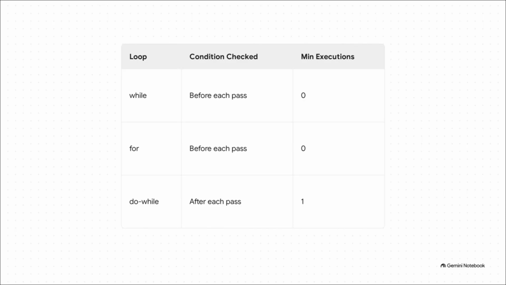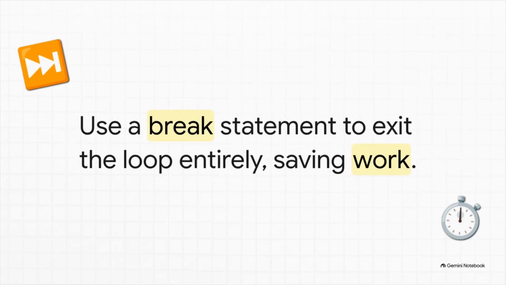If you know exactly how many times you want a loop, use a for loop. If you don't know the exact count, but you want to check a condition before you run the code, use a while loop. And if you need the loop to run at least once, like say showing a menu to a user before asking what they want, use a do while loop, because that one actually checks the condition at the end.